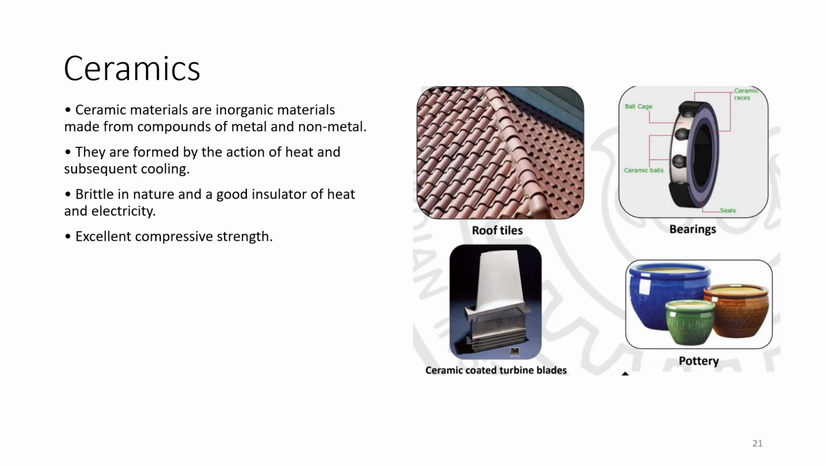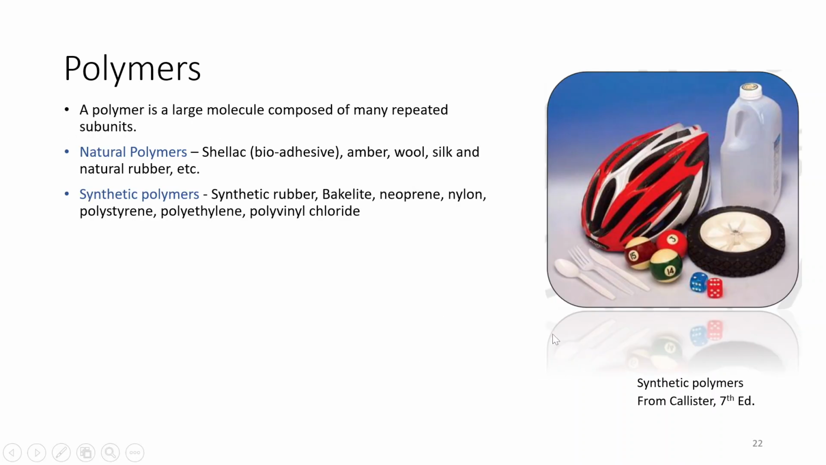Ceramics are inorganic materials which are made of compounds of metal and non-metal, and they are formed by the action of heat and subsequent cooling, and they are brittle in nature, and they are good insulators of heat and electricity, and they possess very good compressive strength. Polymers are large molecules composed of many repeated subunits, so they can be natural or synthetic.